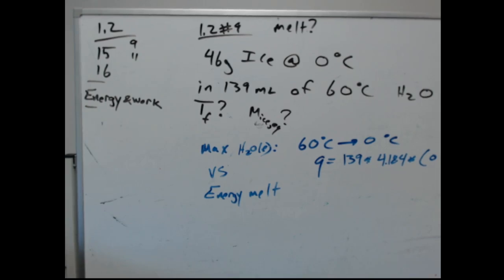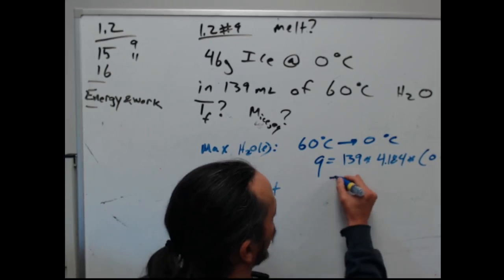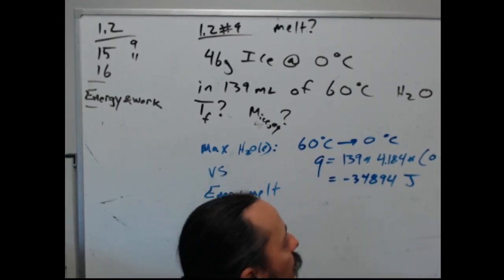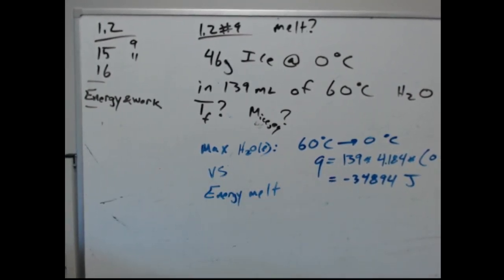Okay, so then we just plug in those numbers and say how much energy. So do 139 times 4.184 times negative 60. So this is going to be negative 34894 joules. Right, so there's a certain amount of energy. My water at 60 degrees, if it was in contact with a system at 0 degrees and lost all of its kinetic energy, all of its temperature energy, all of its heat, it would lose almost 35 kilojoules of energy.